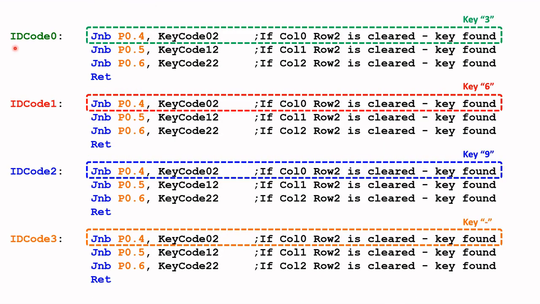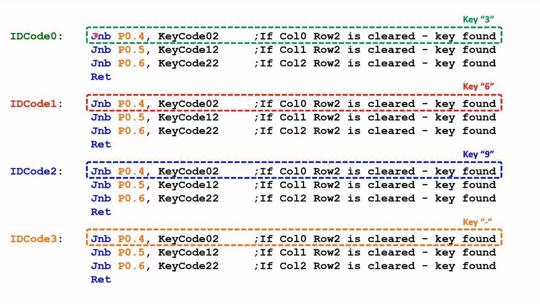I've put it on the next slide. Okay, so this is the scan column subroutine, and so this is ID code 0, ID code 1, ID code 2, and ID code 3. I have color-coded them here for easy explanation.